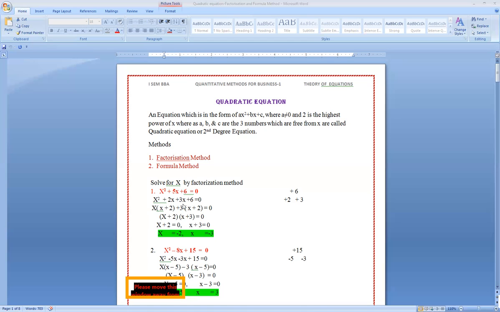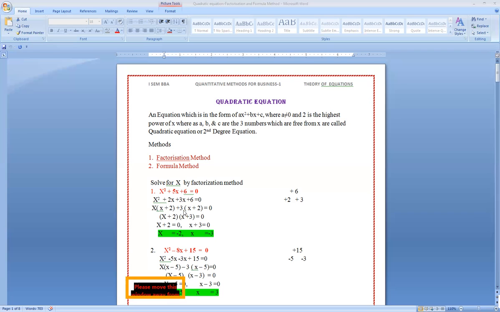Here 3x plus 6 are the remaining terms. Among these, we take 3 as a common factor, giving x plus 2. We should see that the expression in the bracket is the same in both brackets. Now x plus 2 and x plus 2 are in the brackets, and the common term we have taken out is x plus 3.